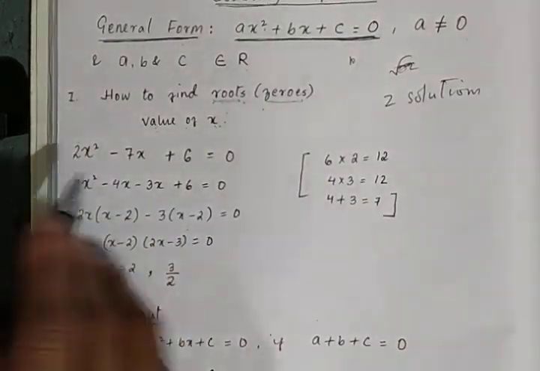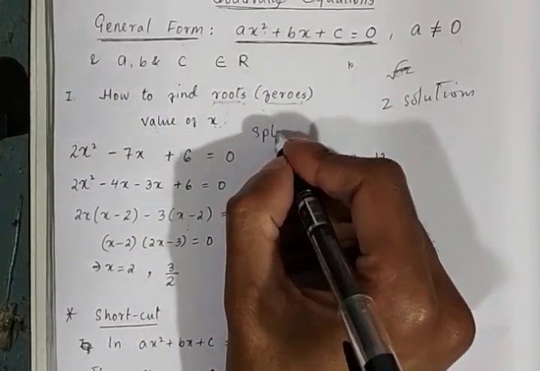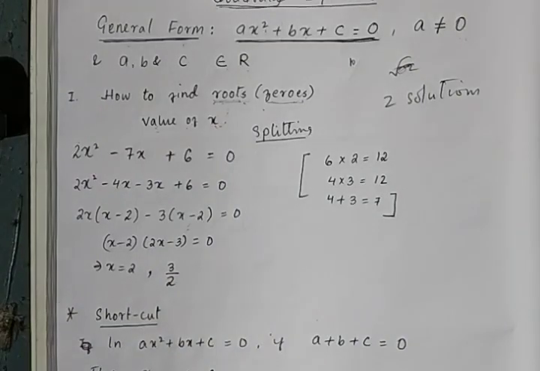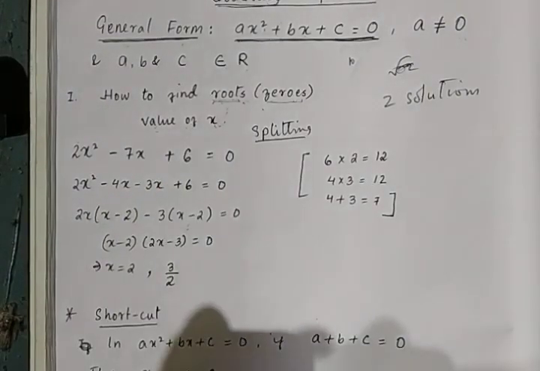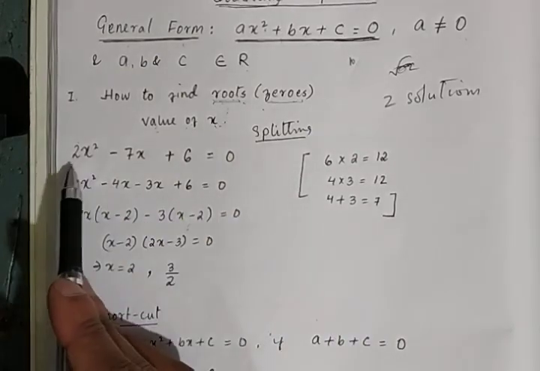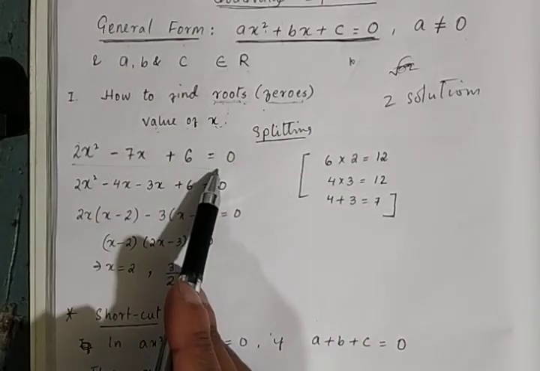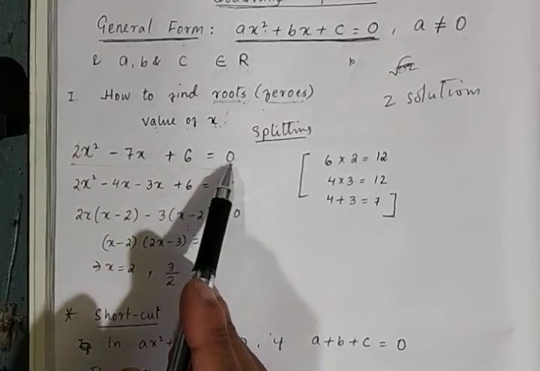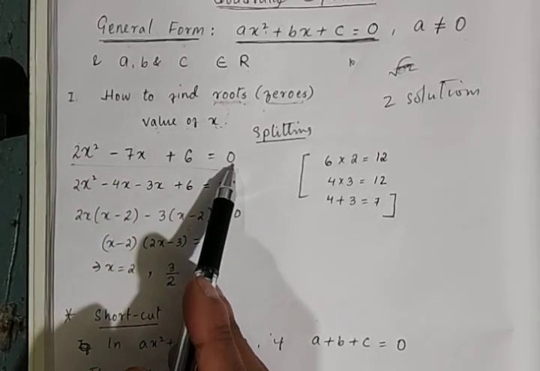Now let's see how to find out the roots or the solution. The first method I'm going to teach you today is splitting the middle term. I'm writing in this way so that you save time; in less time you can do many things. So this is the quadratic equation: 2x² − 7x + 6 = 0. Suppose I have to find out the roots here. Then how to find them?